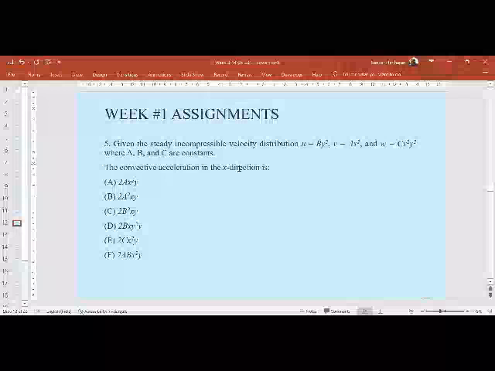Next question: given the steady incompressible velocity distribution u equal to a y square, v equal to b x square, and w equal to c x square y square, the convective acceleration in the x direction is given by what?